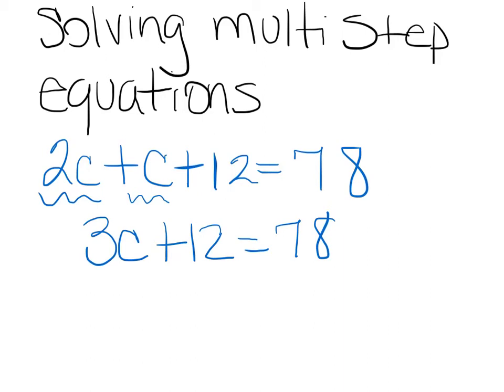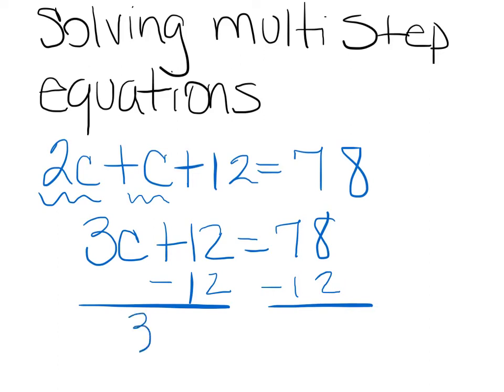Now we're going to start with actually solving for c. So remember, add or subtract first. So we have addition here. So we're going to do the inverse operation, which is to subtract. So we're going to subtract 12 from both sides. And then we're going to have 3c, because positive 12 minus 12 is going to give us a 0, and we don't have to write the 0, equals 78 minus 12, which is 66.